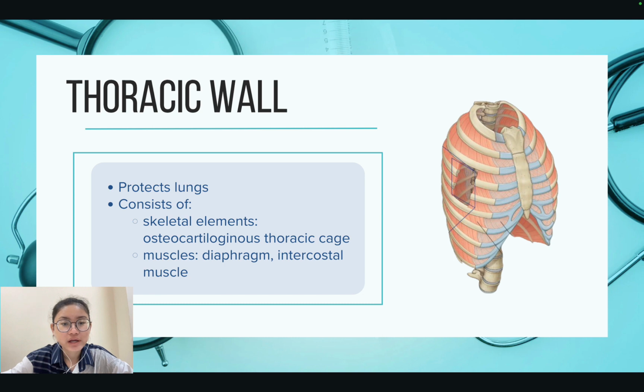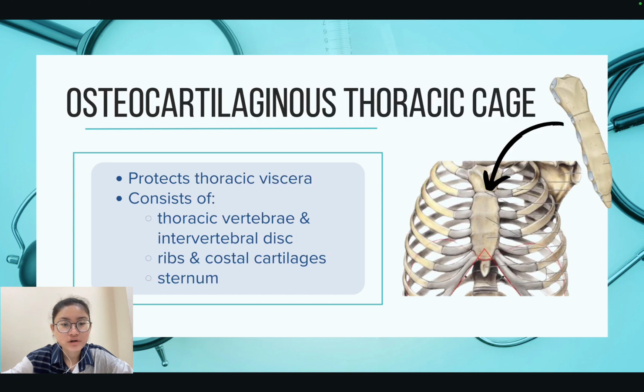The thoracic wall extends between the superior and inferior thoracic aperture. The osteocartilaginous thoracic cage helps in protecting thoracic viscera. It consists of thoracic vertebrae with the intervertebral discs, ribs and costal cartilage, and sternum. We have a total of 12 thoracic vertebrae. The thoracic vertebrae are joined to ribs by the vertebrocostal joint. The ribs extend from the thoracic vertebra to the sternum.